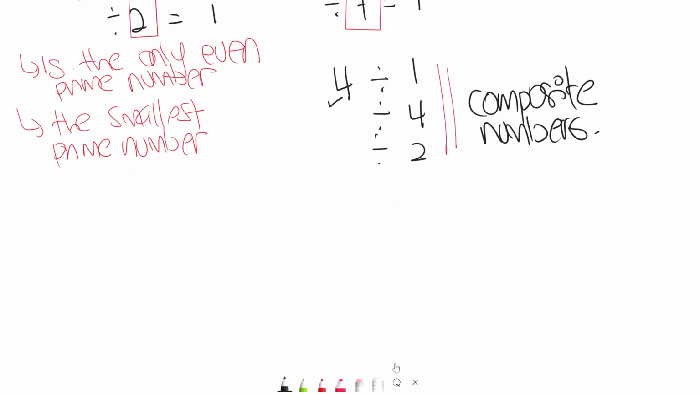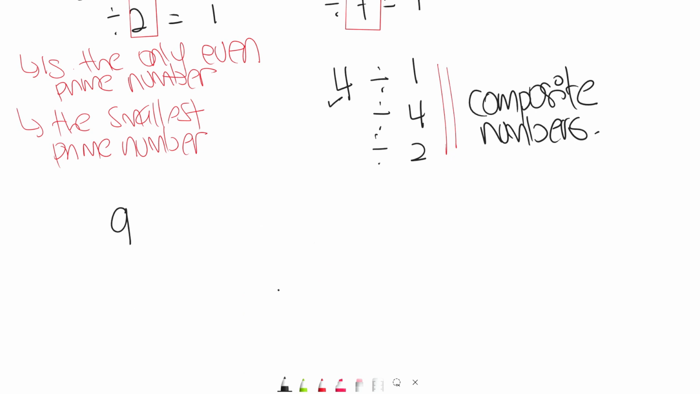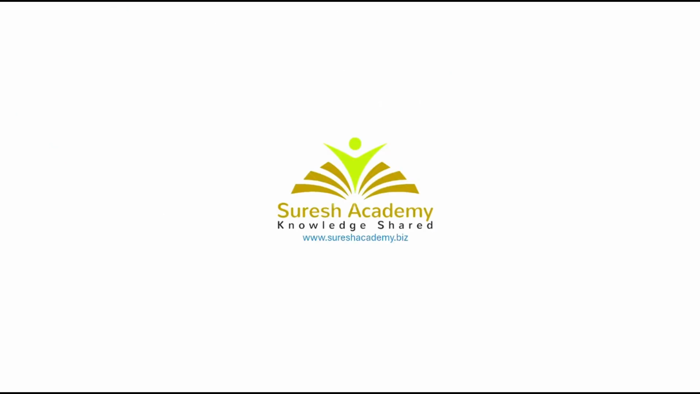Just before I end this video, let's do one more test. Let's take 9. 9 is an odd number, but not necessarily a prime number. The reason is I can divide this by 1, I can divide this by 9, and I can also divide this by 3. So therefore 9, although an odd number, is not a prime number, it is a composite number.